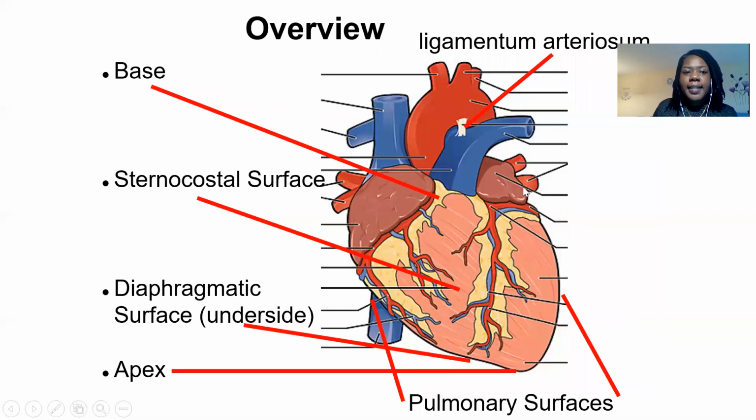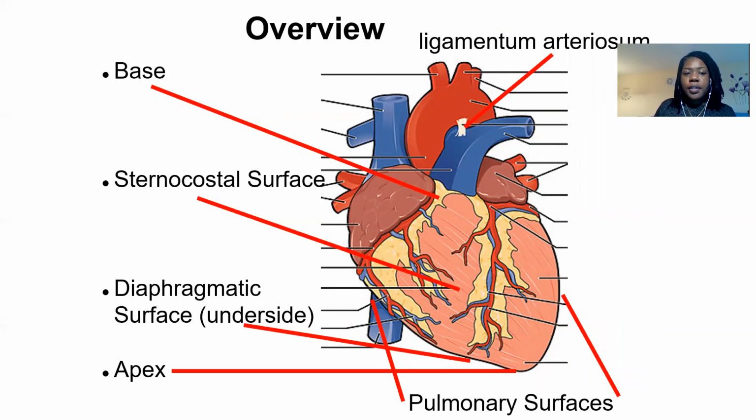So let's define some of these surfaces of the heart. So we've got the base of the heart, and the base is really the top, not what it kind of sounds like. So the base is on top, and this is where we see these great vessels that are leaving the heart. So we can talk about the pulmonary artery, we can talk about the pulmonary trunk, and then the branching pulmonary arteries, the arch of aorta, and then the main branches there, and then the superior and inferior vena cava. So here is the base of the heart.